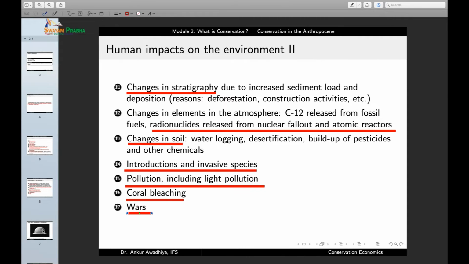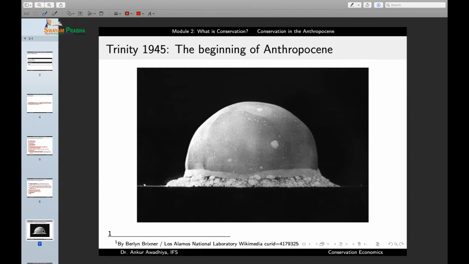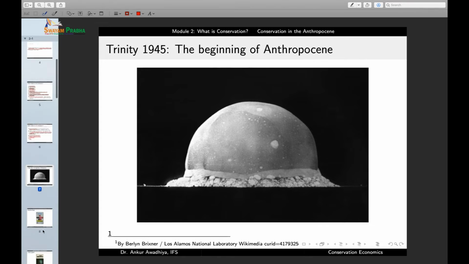Now, traditionally, we take the beginning of Anthropocene as the day on which we had the Trinity explosion in 1945. So this is the beginning of the nuclear age, and this date is taken as the beginning of Anthropocene.